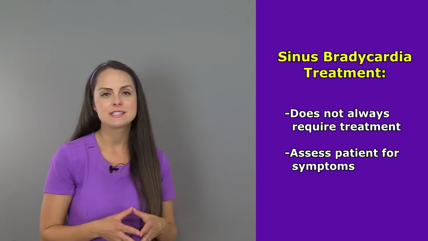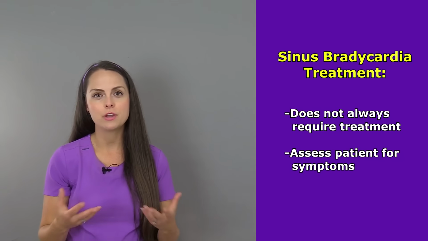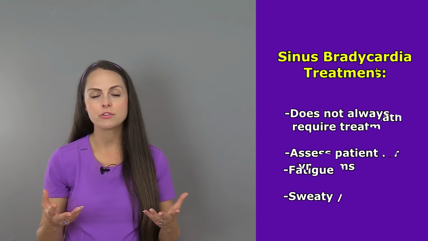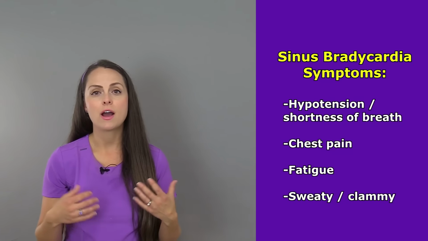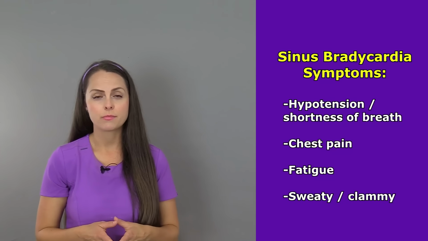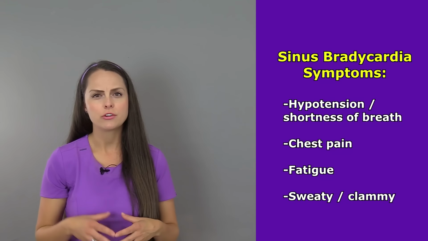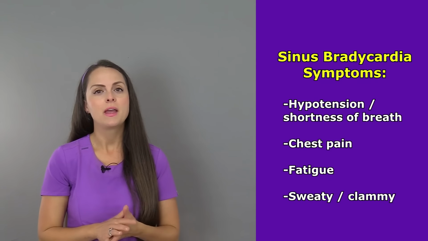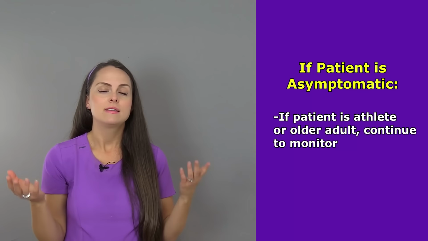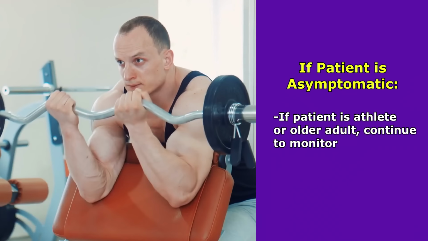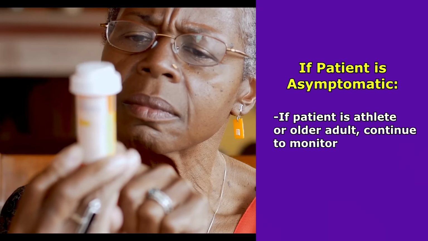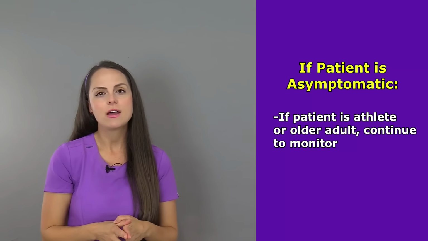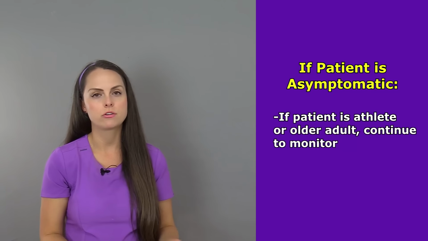So look at your patient, assess them, ask them questions, because you will know if they're having symptoms associated with this rhythm. And some symptoms you want to look out for is you want to make sure that they're not hypotensive, that they're not having shortness of breath, chest pain, really fatigued, they're getting clammy and sweaty. That's telling you your heart's not perfusing and you need help. But if they're not having symptoms, like let's say they're a well-conditioned athlete or they're an older adult who's just had their SA node age, so they beat at a little bit of a slower rate, usually in the 50s, and they don't have signs and symptoms, you just want to continue to monitor them.